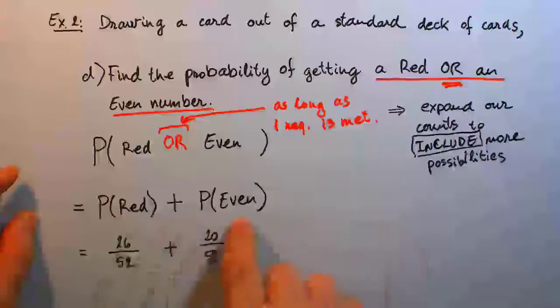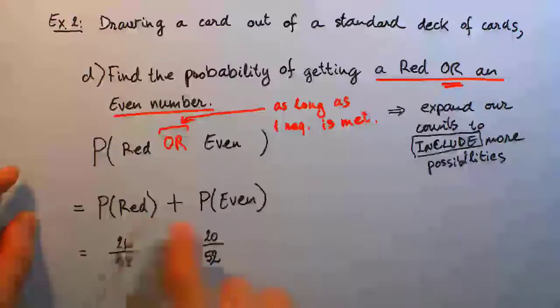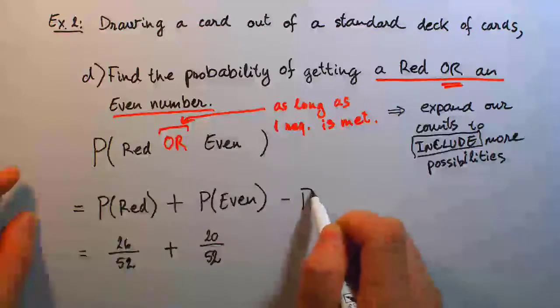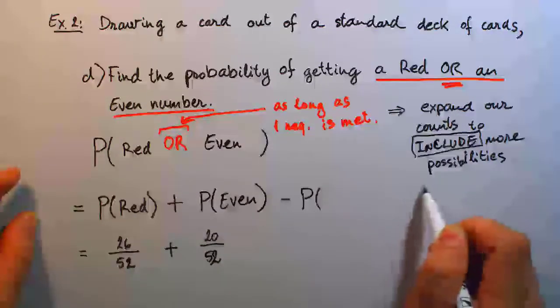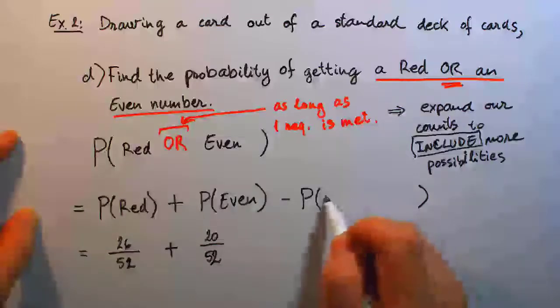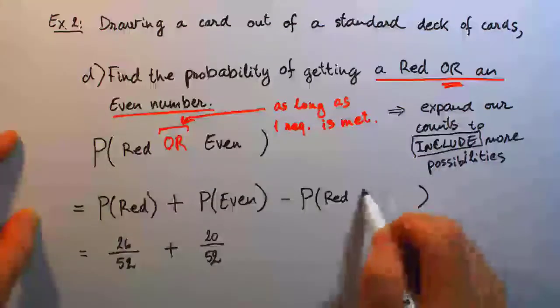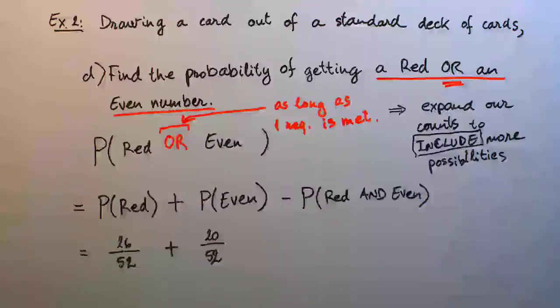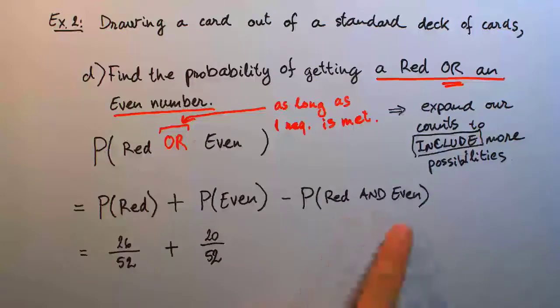So simply adding is about including more possibilities. We're simply adding, but we need to make sure we subtract out, exclude those that have both properties met. In other words, I'm taking out red and even. Otherwise, we're going to have duplicates. So once again, if my explanation was unclear, when you're adding up, just make sure you subtract out those outcomes that meet two requirements simultaneously.